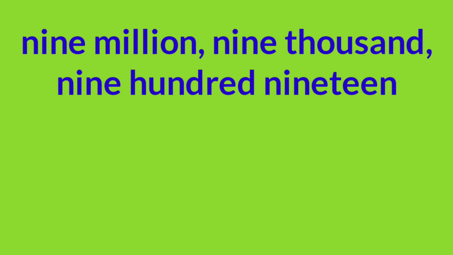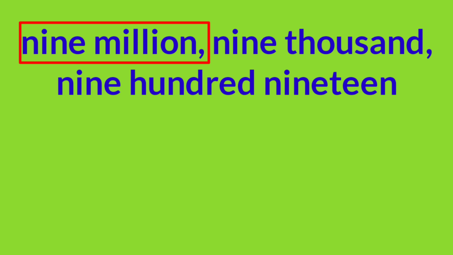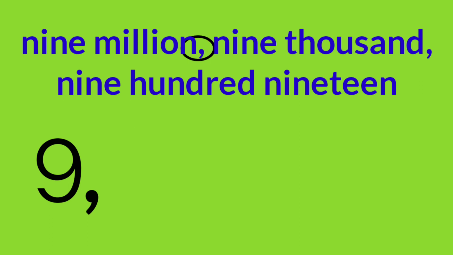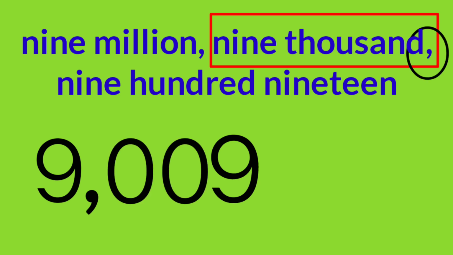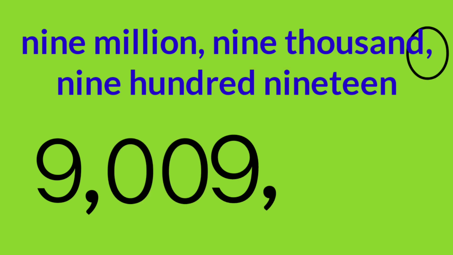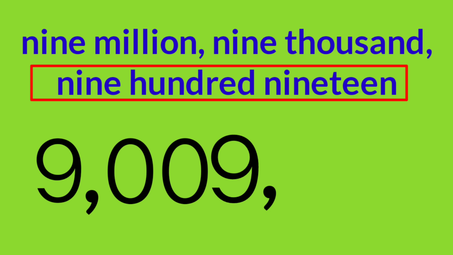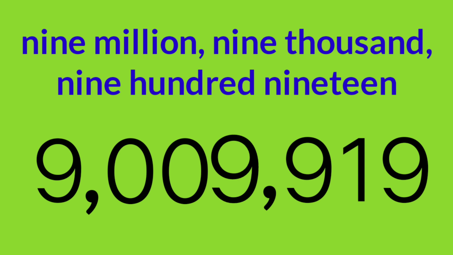Next number, we have 9,009,919. So let's start from 9 million. So you write it like 9, then comma. Then we have the next number, 9,000. So you cannot write it like digit 9 only in the period, so you have to add 2 zeros before 9, then comma, don't forget it. Then the last number, we have 919. So this is how we write it in standard form.